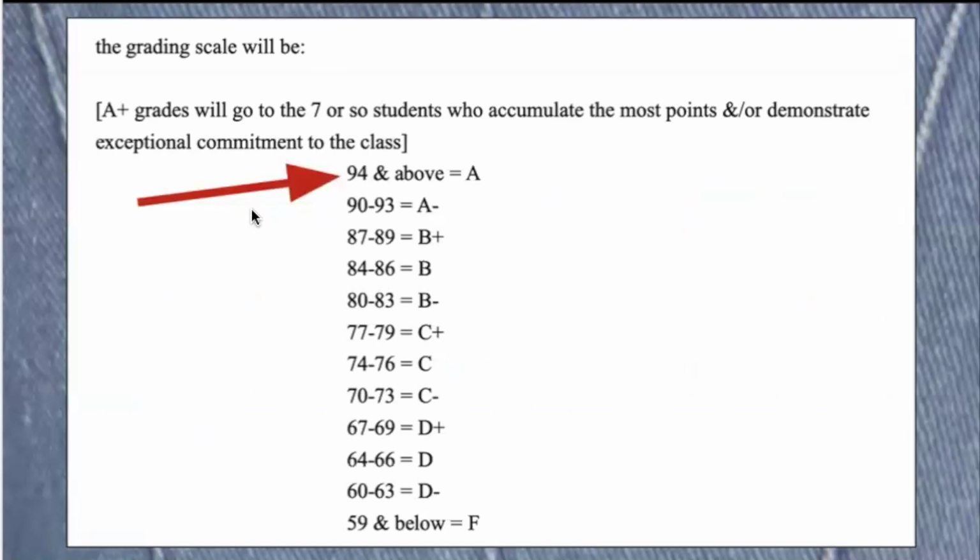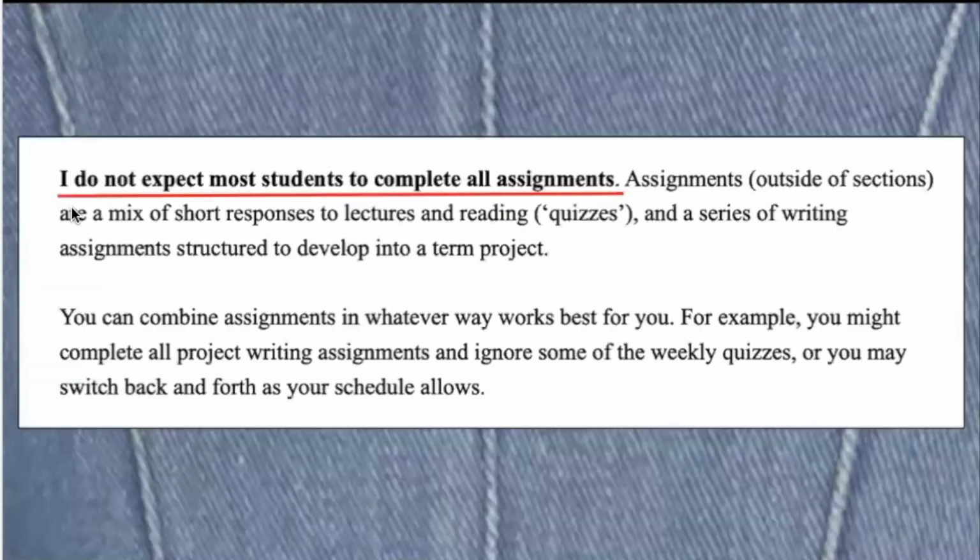Please note now that the minimum number of points that you need for a flat A is 94. 93 points will be an A minus. I do not expect most students to complete all assignments. Assignments outside of sections are a mix of short responses to lectures and sometimes reading, called quizzes, and a series of writing assignments structured to develop into a term project.